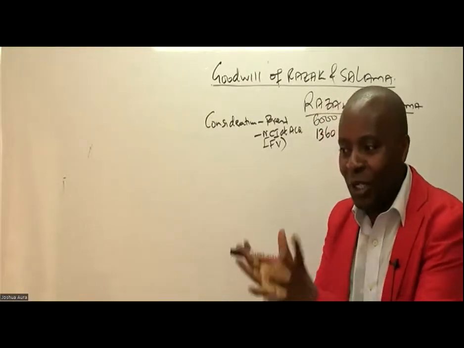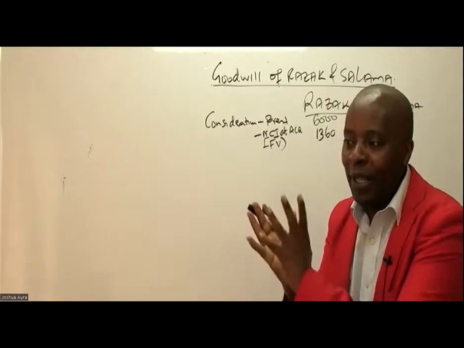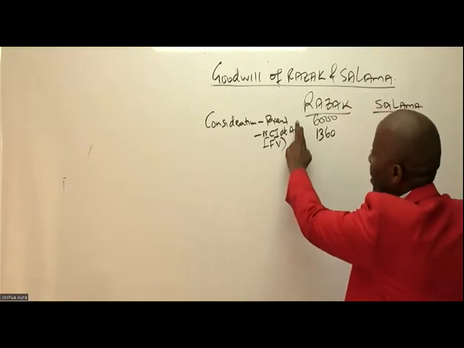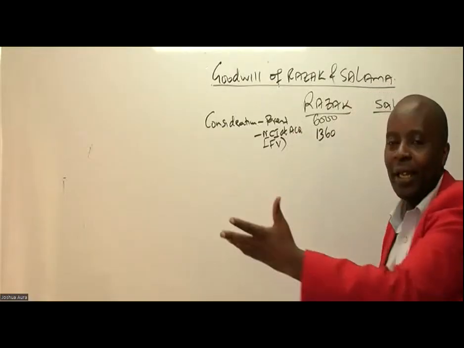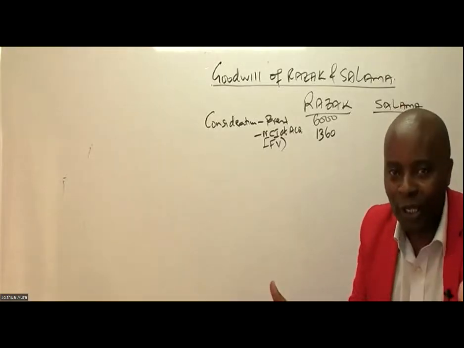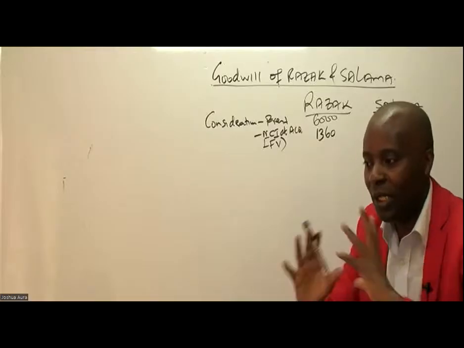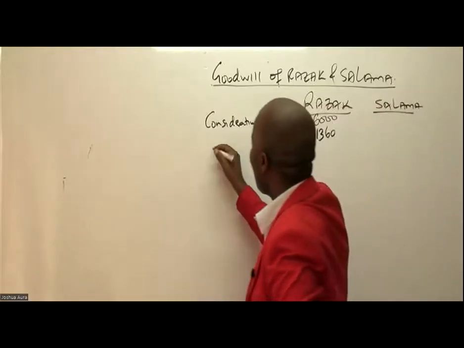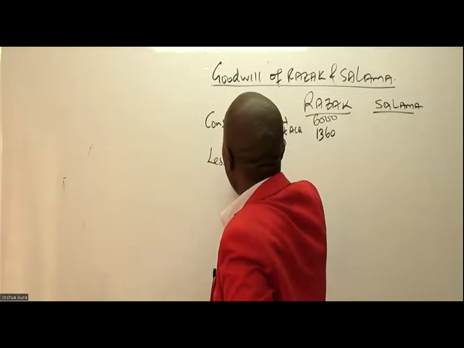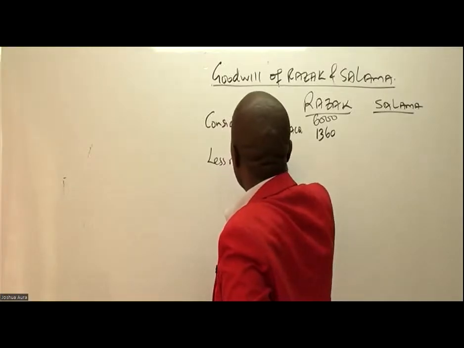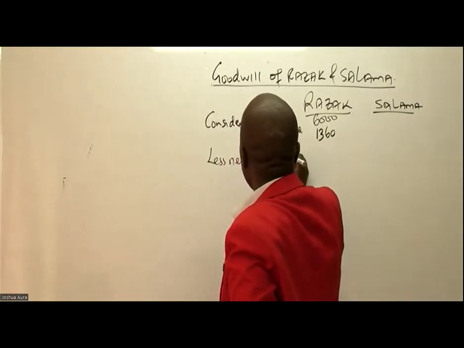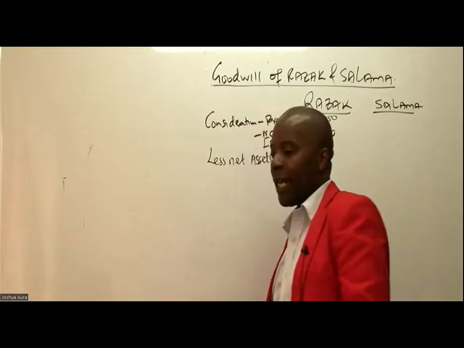We don't take the group share. Remember, this is full method, because it has got parent and NCI at fair value. So you can't talk of group share. No, we simply less the total net assets of the subsidiary. So less net assets, not at disposal, net assets at acquisition.